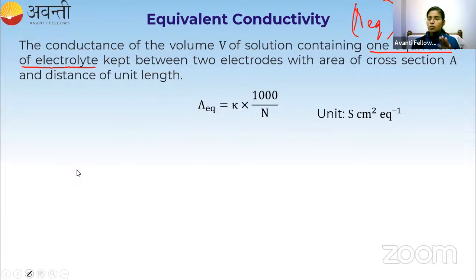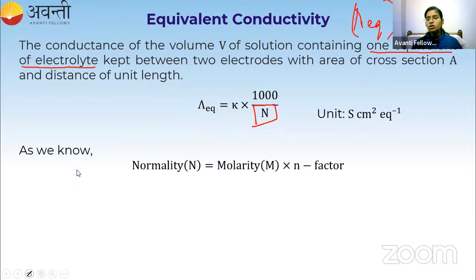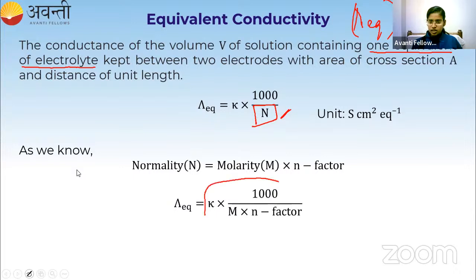In the molar conductivity case, we had M here, and in equivalent conductivity, you have to put N. M is molarity and N is normality. That's all. We also have one relation between molarity and normality. Normality is equal to molarity into n factor. So instead of normality, you can write molarity into n factor. If you substitute, you will get a relation like this. And this kappa into 1000 divided by N is equal to something.